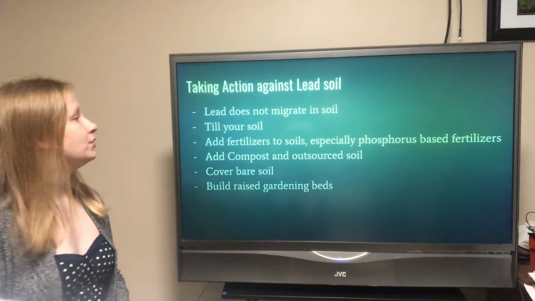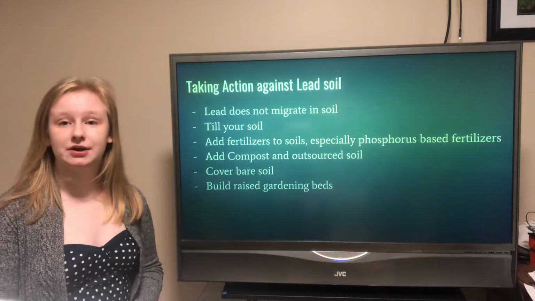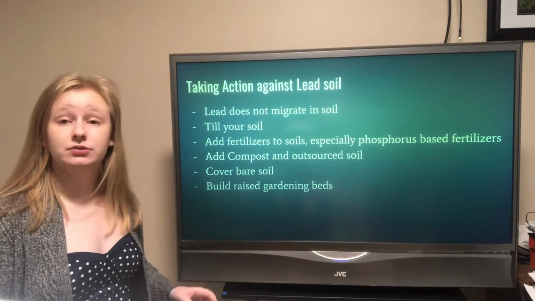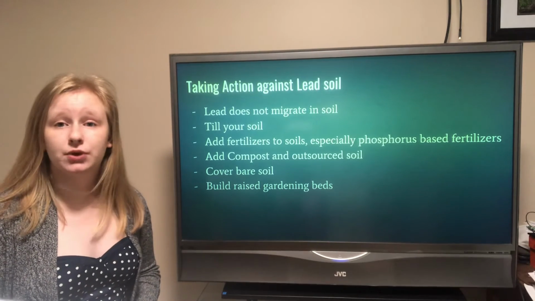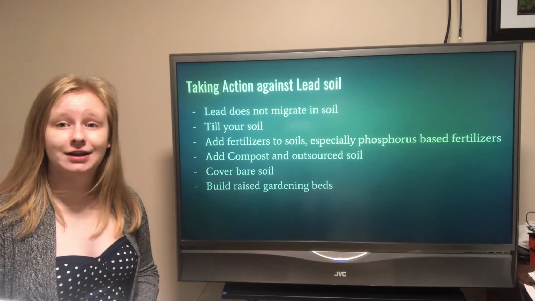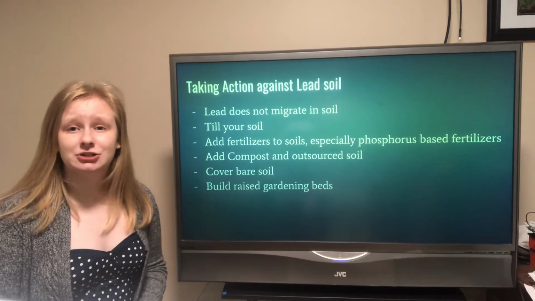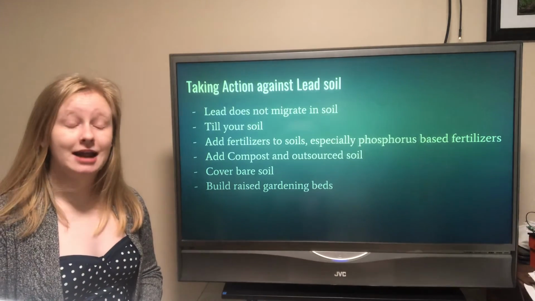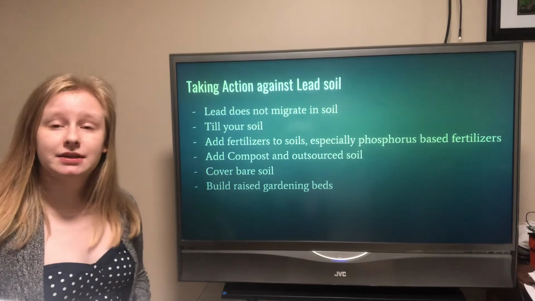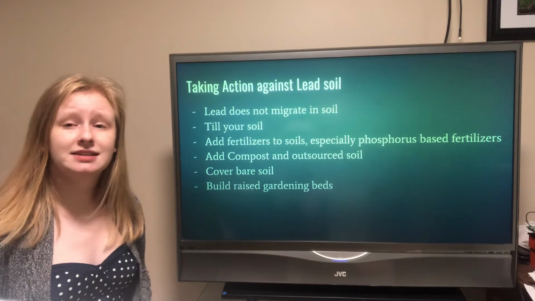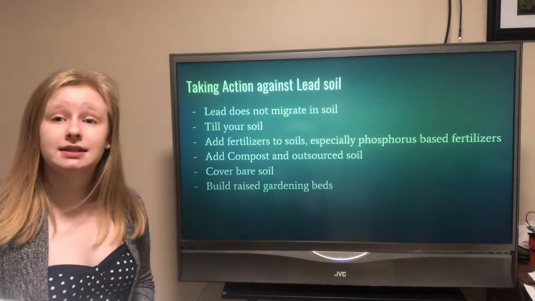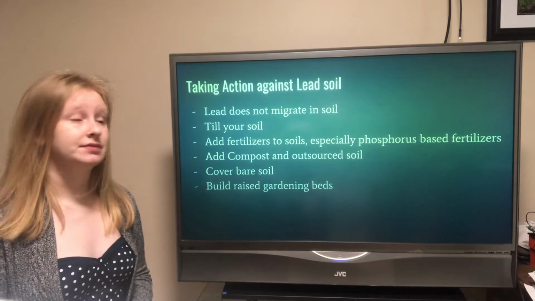Taking action against lead soil. Lead does not migrate in soil. It stays where it drops. So avoid areas around contaminated sites or drip lines from old homes in which lead paint could have flaked off. Avoid those busy, high traffic areas. Leaded gasoline is very dangerous because it aerated the lead and was made able to spread for miles at a time. Till your soil. By tilling your soil, you're dispersing the lead. Lead typically stays on the first 1 to 2 inches of soil right at the surface. So if you till it, it's going to dilute the concentrations of lead you have.